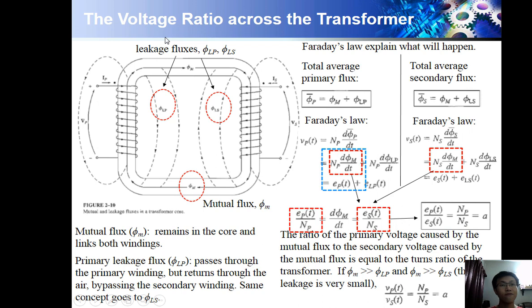So let's talk about the voltage ratio across the transformer. We have mutual and leakage flux in the transformer core. For example, this is a transformer.